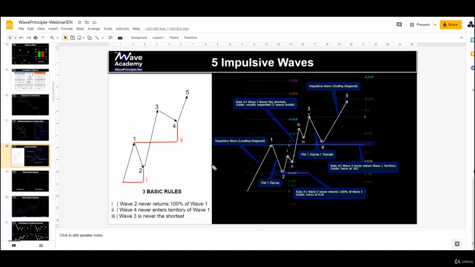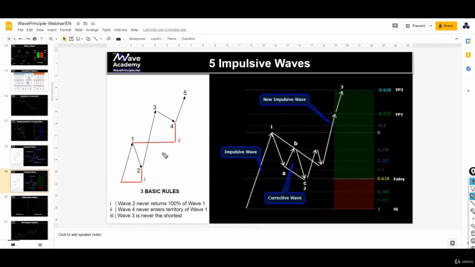So you have to be careful with the rules. These cannot be broken. If they are, then you are looking at something else. And guidelines, they can happen, but they are not rules. And because of these rules is that we have this setup.